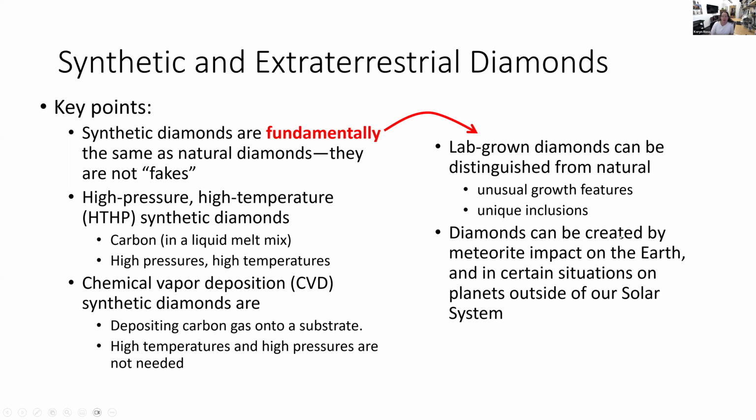Remember that lab created diamonds, even though they are fundamentally the same and they are considered real diamonds, can be distinguished from natural diamonds. We can tell the difference between a mined diamond and a synthetic diamond or a lab created diamond due to unusual growth features, unique inclusions, and things like that. And we'll talk about that. And then the other thing I want you to keep in mind for your key points is that diamonds can be created by meteor impact on Earth and in certain situations on planets outside of our solar system and possibly even inside of our solar system, though that's a little dicey still.